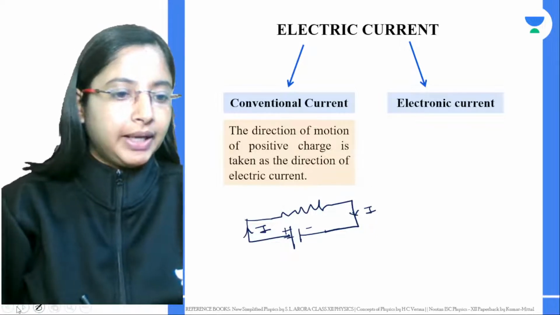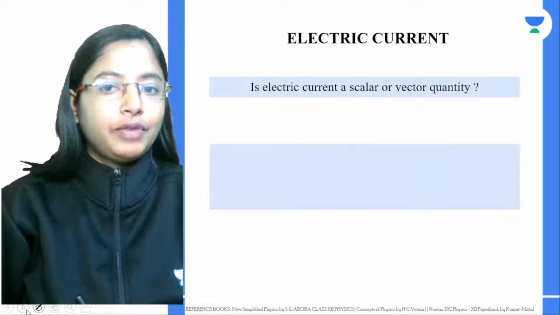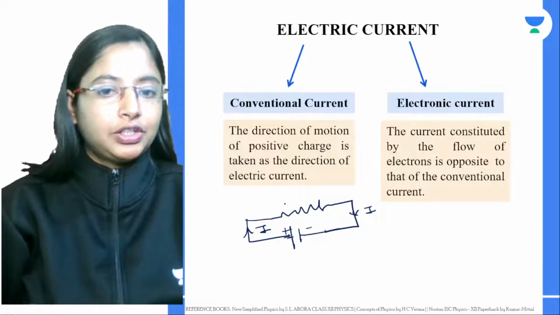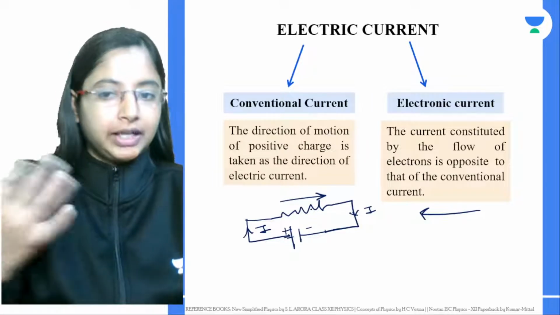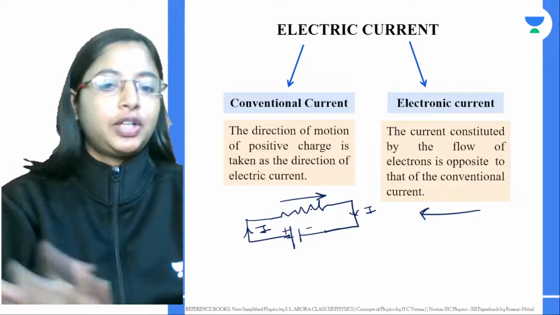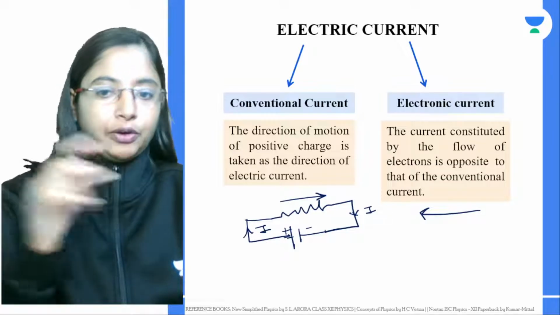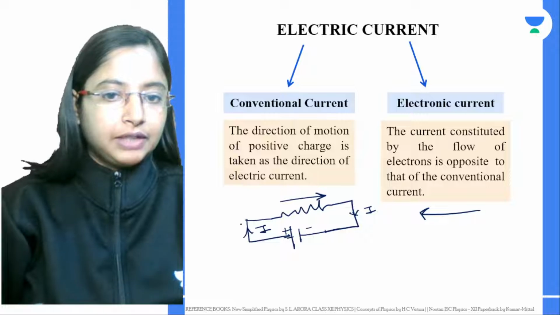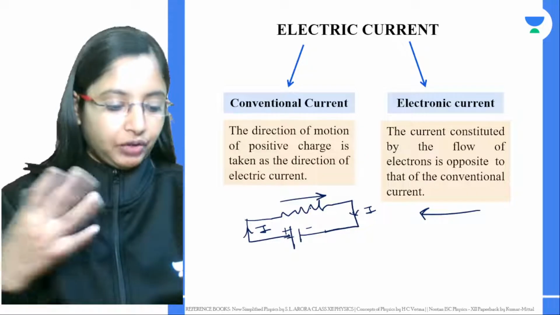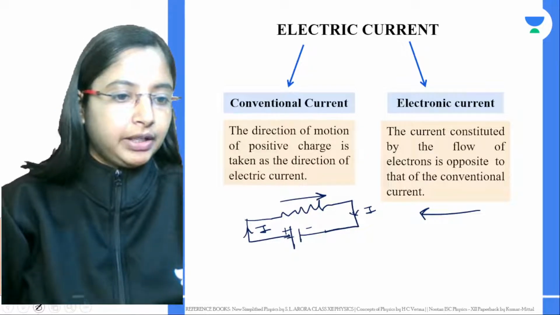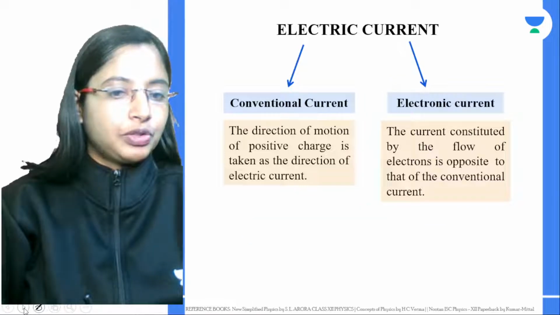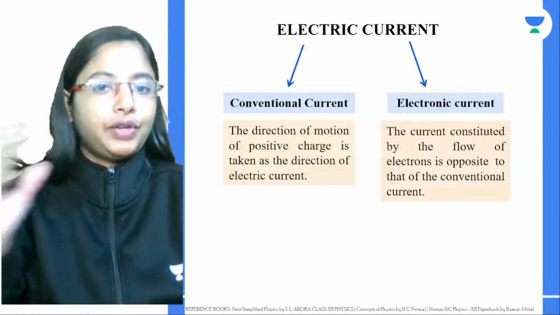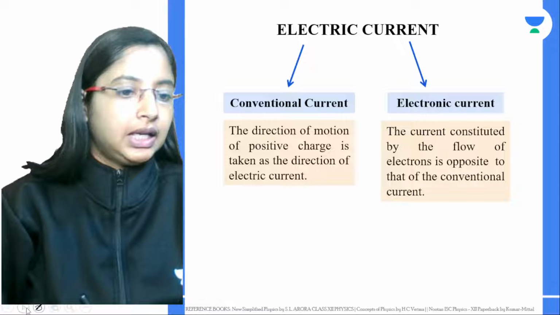But electronic current is always in the direction opposite to the conventional current. So if conventional current is in this direction, then the electronic current in the circuit will be in the opposite direction. Electronic current just talks about the flow of electrons, in which direction the electrons are going. They are going from the negative towards the positive charge, so they are opposite to the conventional current. I'm going very fast because we covered all of this in yesterday's class.